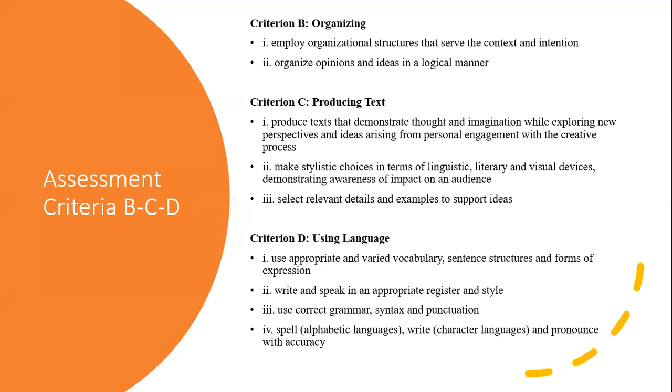Criterion C, producing text. This is the part where you put most of your effort in. How are you going to make sure that the text you're writing is engaging and effective? The first strand includes that you're going to produce text that demonstrates thought and imagination while exploring new perspectives and ideas arising from personal engagement with the creative process.